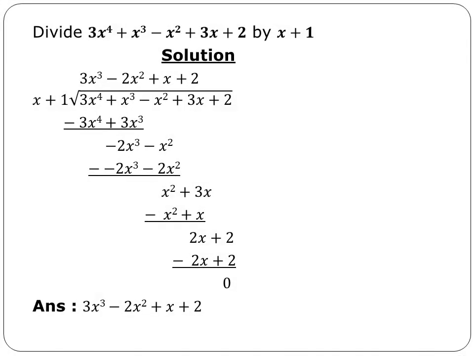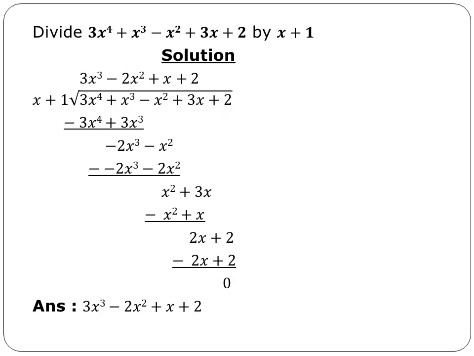The second question says we should divide 3x to the power 4 plus x cubed minus x squared plus 3x plus 2 by x plus 1. A quick check reveals that this polynomial fraction is an improper fraction, where the degree of the numerator is greater than the degree of the denominator. So here the divisor, which is x plus 1, stays outside, and the dividend, which is 3x to the power 4 plus x cubed up to plus 2, stays inside.